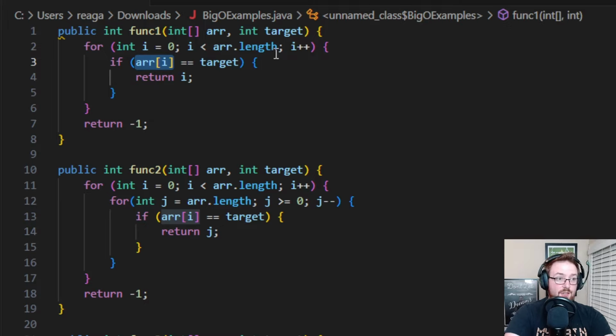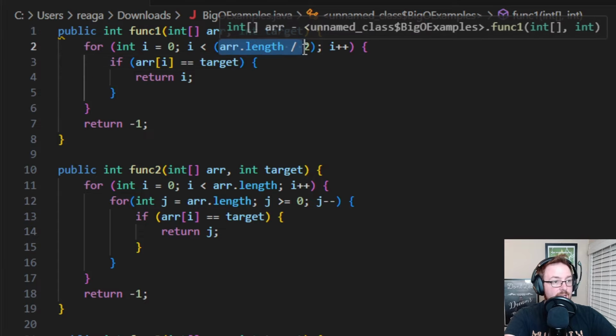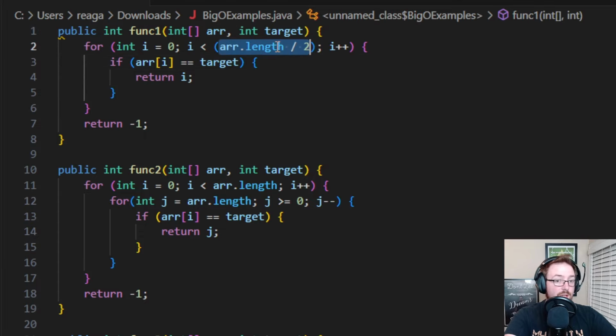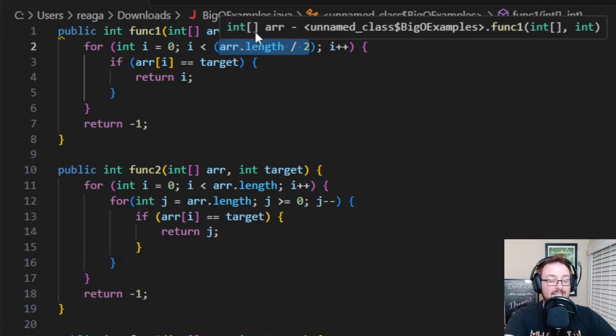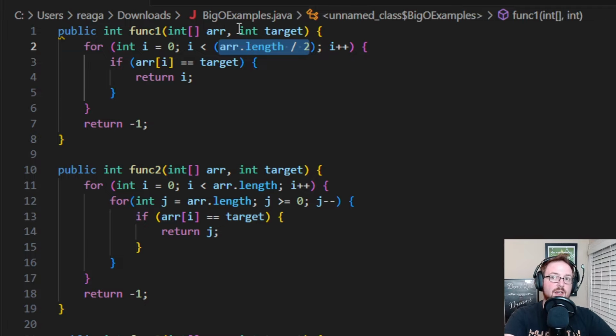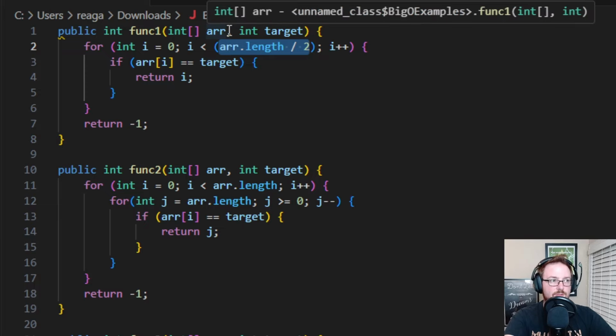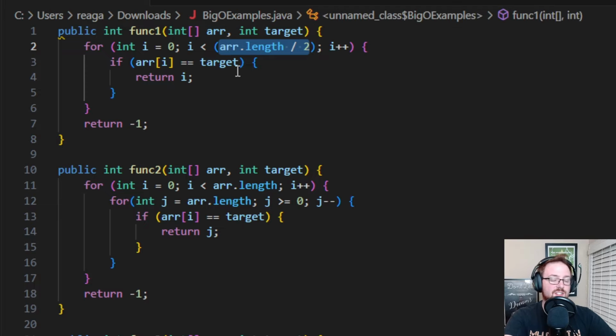Another tricky thing that they could do to make this one more confusing is, instead of arr.length, you could do arr.length divided by 2. But what do you think the big O for this is? If you said big O of n divided by 2, you would be correct. If you said big O of n, you are also correct. Because this is array length divided by 2, we're only going halfway through the list. So that means instead of n, it's half of n, which is n divided by 2. However, because big O is an abstraction, it's not meant to be truly fully literal. We usually just simplify big O of n over 2 to just be big O of n.